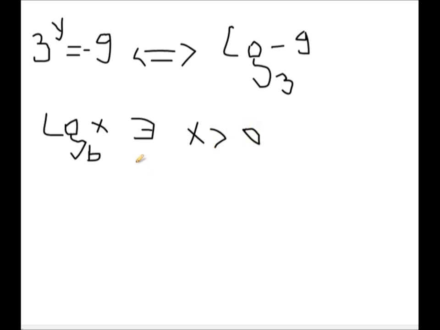So x can be any positive value. X can be any positive value, not 0. X cannot be a negative value. That's the domain of the logarithm. We say we cannot compute the logarithm of a negative number.